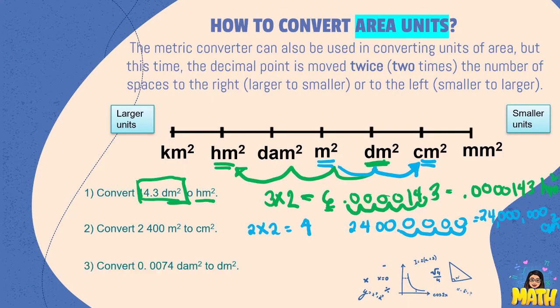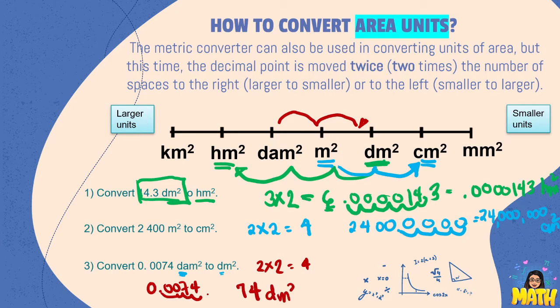And the last one, convert 0.0074 square decameters to square decimeters. So again, kapag may A, that means deca with letter A. And then kapag wala naman, that means decimeters. So here, decameters to decimeters. So 1, 2. 2 times of that is 4. So from 0.0074, let's move it to the right. It will just be 74 square decimeters. So that's how we convert area units.